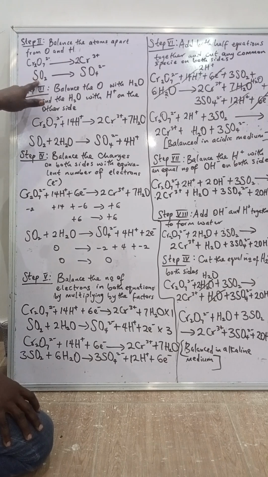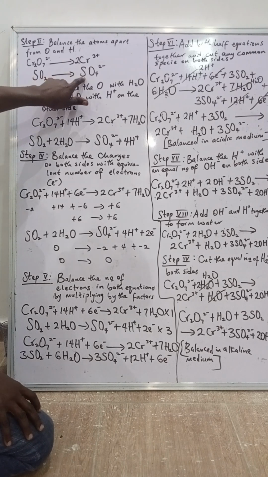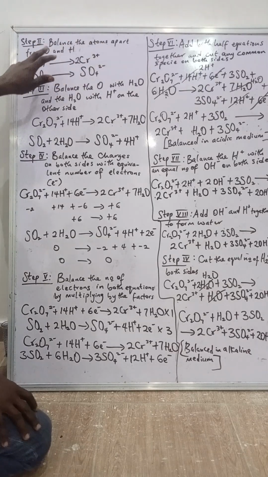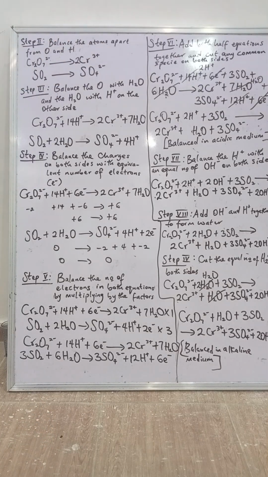How many sulfur do we have here? We have 1. How many sulfur do we have here? We have 1. So we don't tamper with that. So balance the atoms apart from oxygen and hydrogen. Don't touch the oxygen, don't touch the hydrogen.